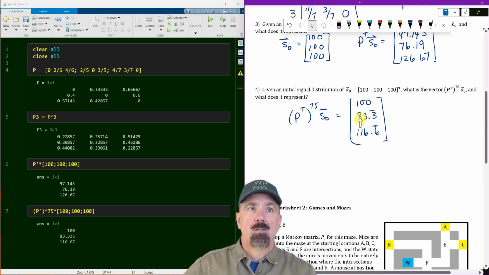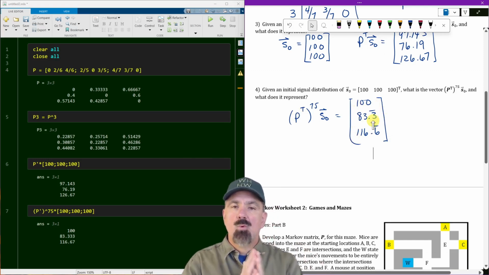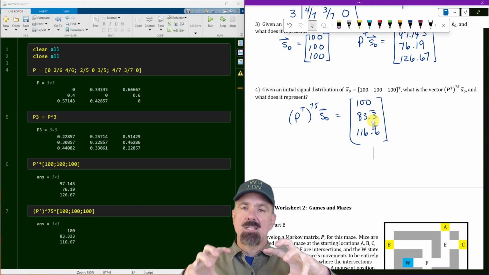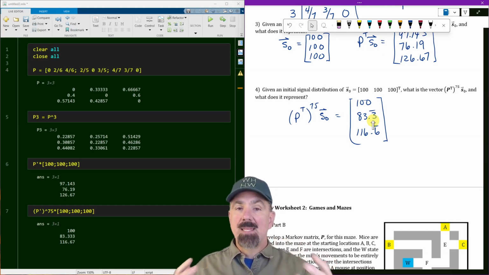So this is the distribution, and this is the equilibrium distribution. Really important point here: it doesn't mean that the signals have gotten to those nodes and stopped. It just means from a probability standpoint, this is the expected distribution over a long period of time.